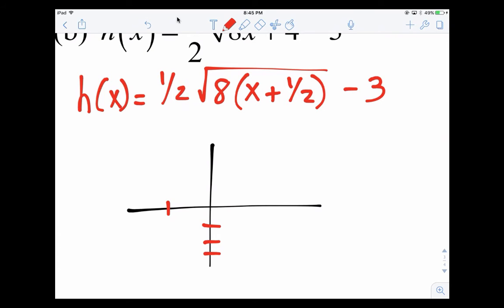So if I shift it to the left 1/2 and down 3, my first point is going to be at negative 1/2, positive 3. Right? And again, it's going to look like a square root. So it's going to be a little bit flatter because of the compressions, but it'll look something like that.